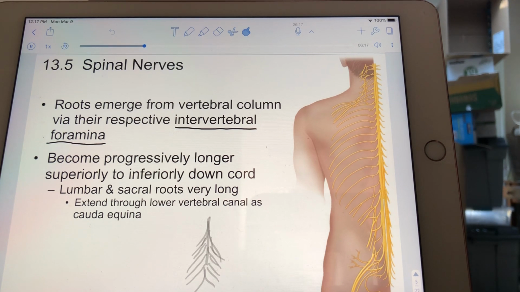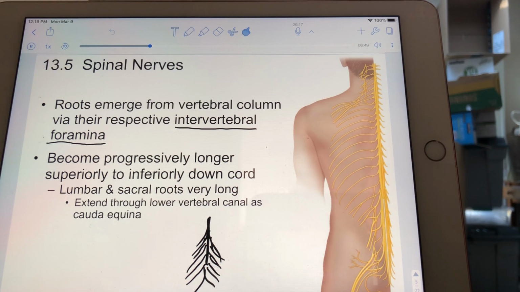Those roots actually become longer as we sort of march down the vertebral column, and in fact, some of those lengths are long enough to make the inferior spinal cord look kind of like a tail, hence cauda equina.